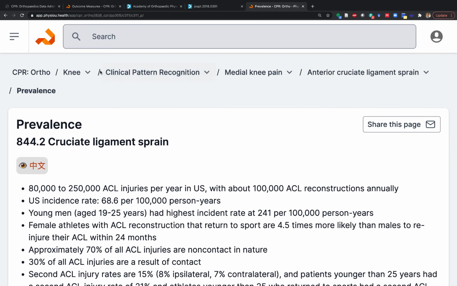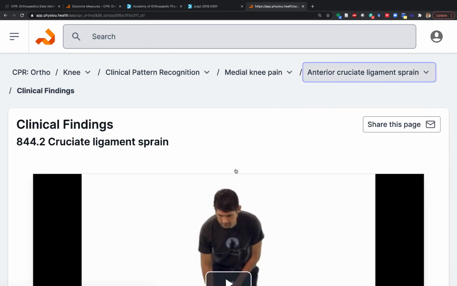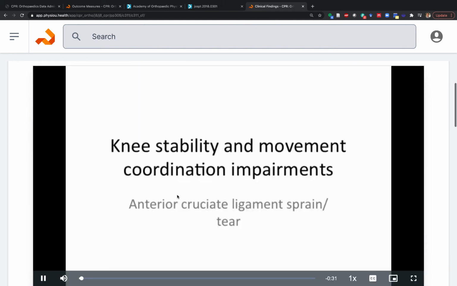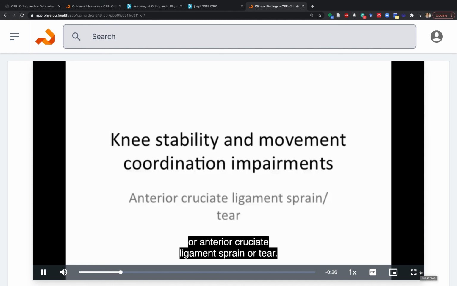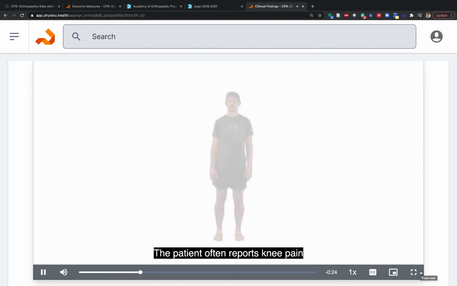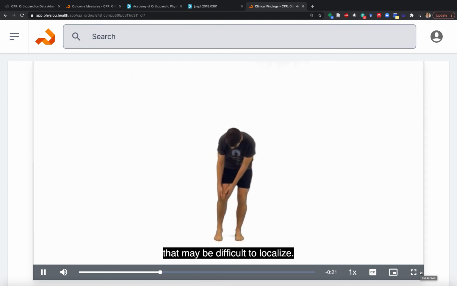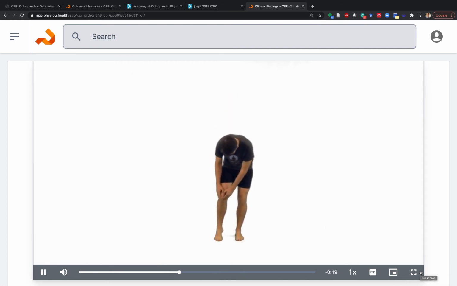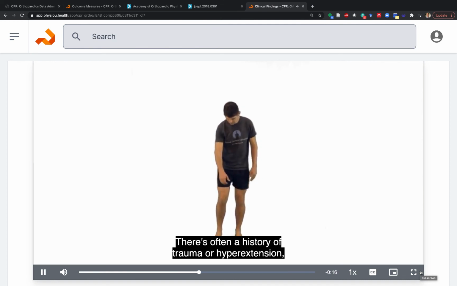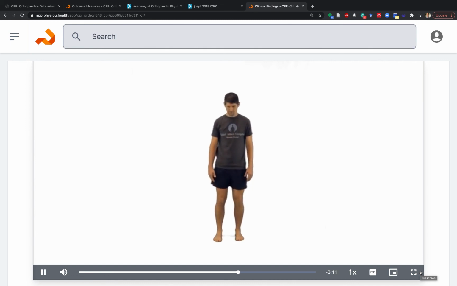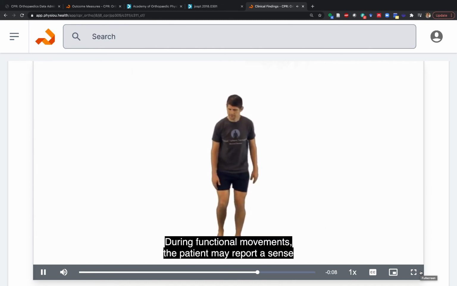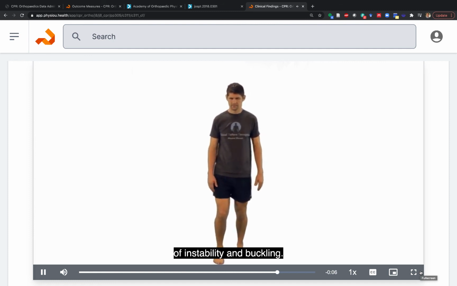Now let's take a look at the signs and symptoms. We'll go back to anterior cruciate ligament, and look at clinical findings. Knee stability and movement coordination impairments, or anterior cruciate ligament sprain or tear. The patient often reports knee pain that may be difficult to localize. There's often a history of trauma or hyperextension and immediate swelling of the knee. During functional movements, the patient may report a sense of instability and buckling.